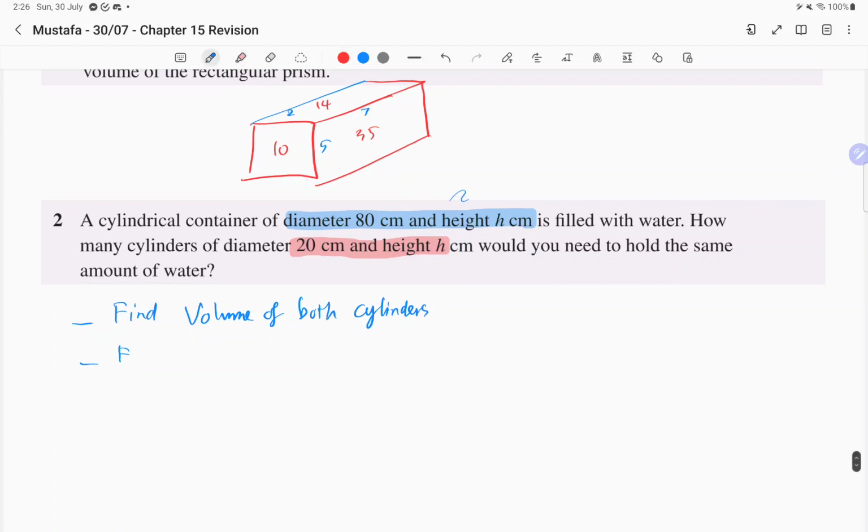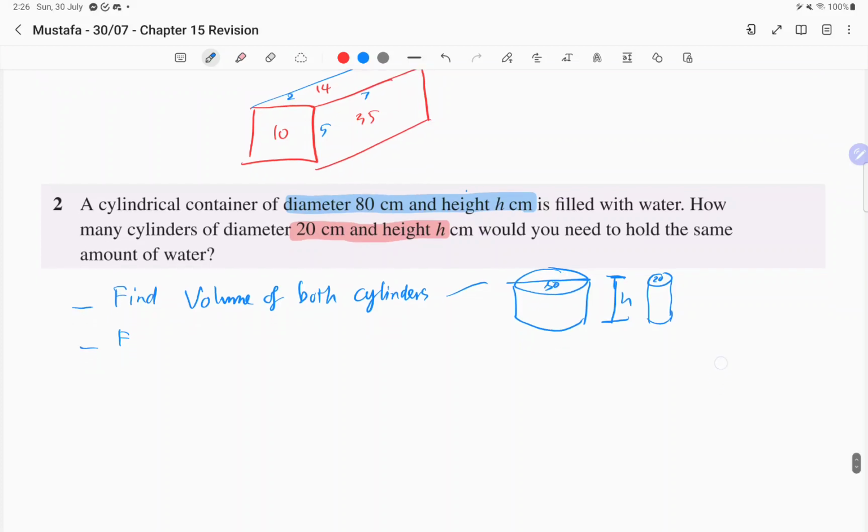Well, they're saying one cylinder is diameter 80, so that's a big one, right? That's 80 by h. And then they're saying how many of the smaller one, your 20 by h, would you need to hold the same amount of water? Does it make sense? It's like you have a bigger cup and you pour into a bunch of smaller cups. How many smaller cups do you need?